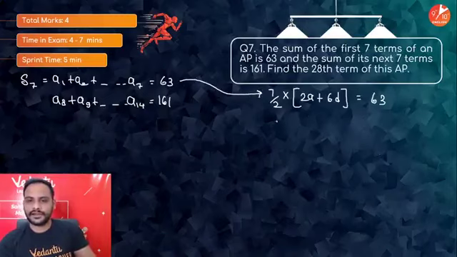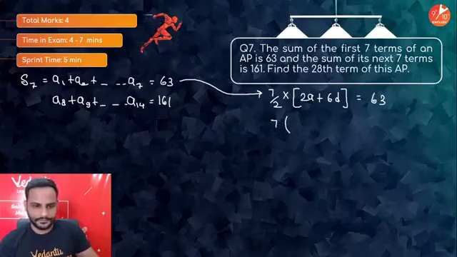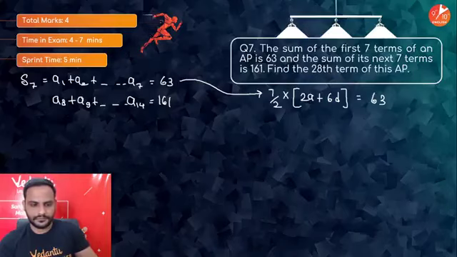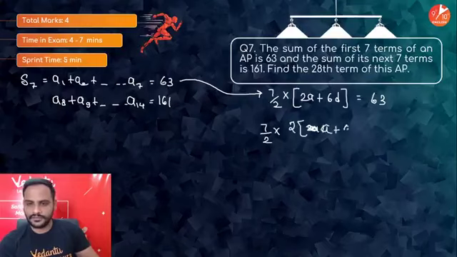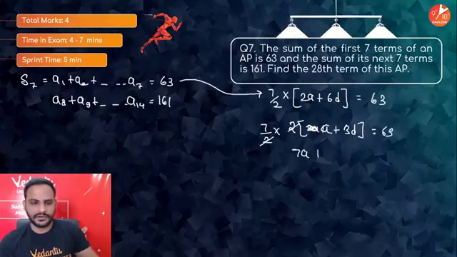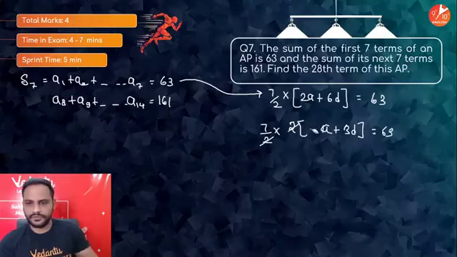So I can clearly say, sir, if I take 2 common over here, 7 by 2 into, you are left with a plus 3d is equal to 63. So this got cancelled. You are left with 7, or you can shift 7 also in division. Better to shift 7 also in division.